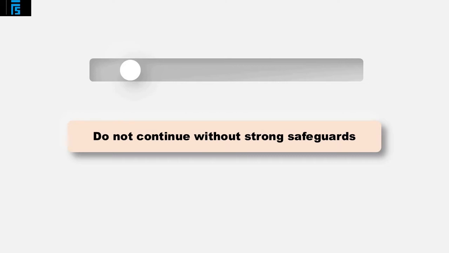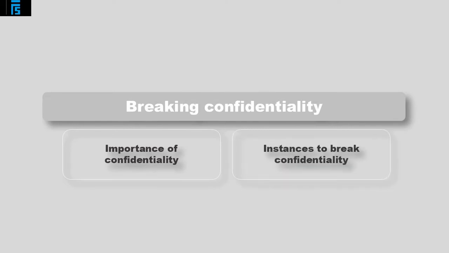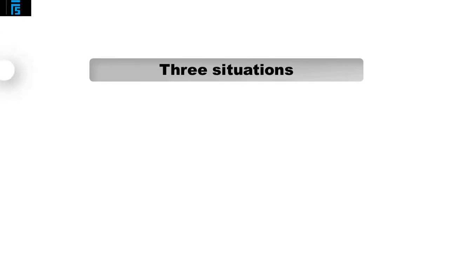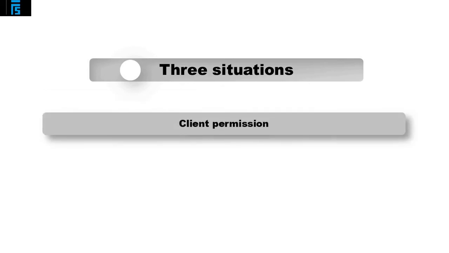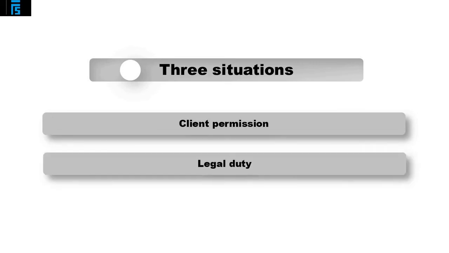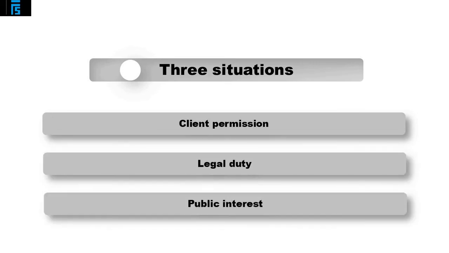The final issue to discuss in this video is breaking confidentiality. We have discussed the importance of keeping client information confidential, and it is one of the fundamental principles from the ethical code which should be followed. However, there are instances where confidentiality can and should be broken. There are three situations with which we can categorise disclosing information regarding the audit client, and they are when the client has given permission to disclose, where there is a legal duty, and where it may be in the public interest.